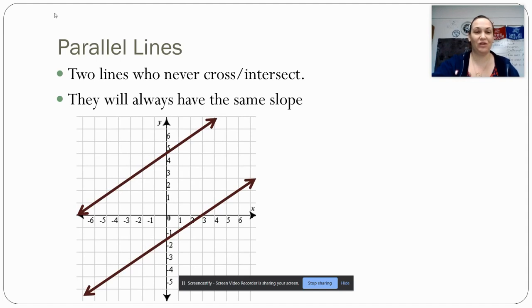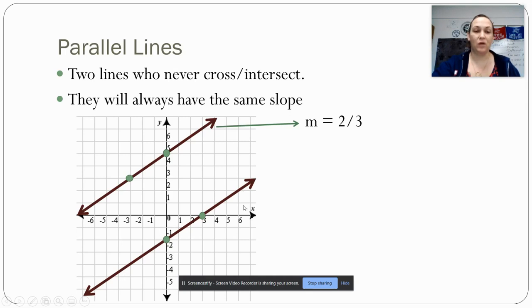Here is an example of two parallel lines. I can prove that these two lines are parallel by proving that they have the same slope. To find slope, we need to put two dots on our line, and then we're going to count our rise and our run. So starting at the leftmost dot, I'm going to rise 2 and run 3. So my slope for this line is 2 over 3.